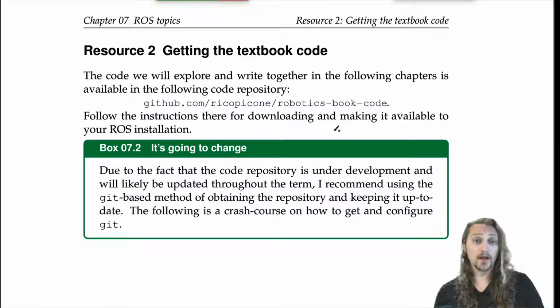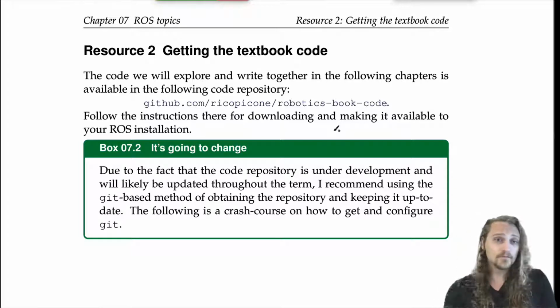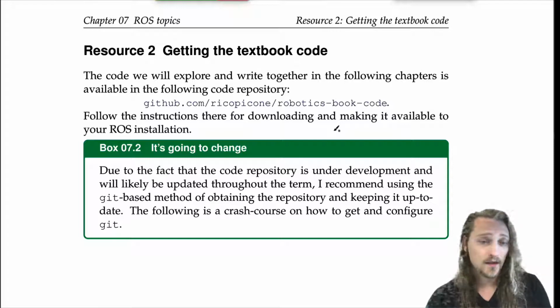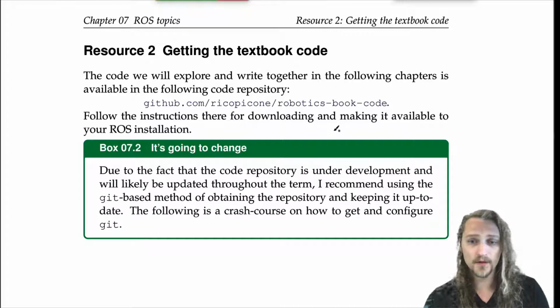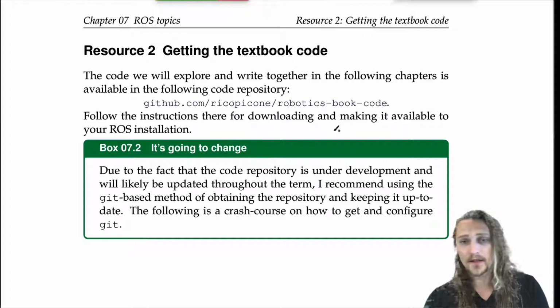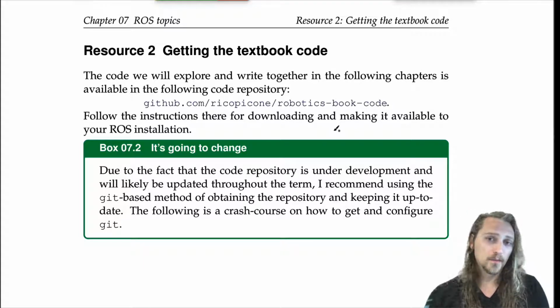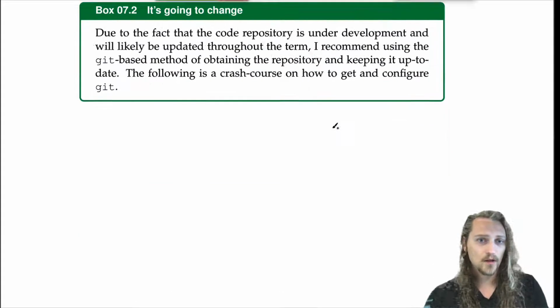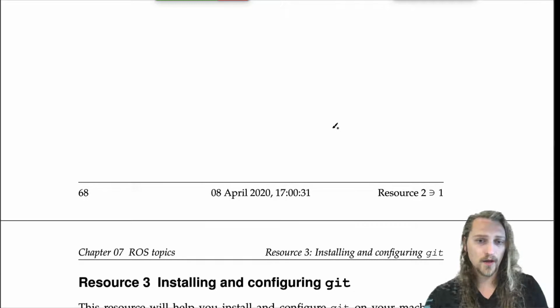So what I'm going to do in a moment is move over to the next resource, which is a little crash course in how to get and configure Git and get the robotics book code repository from GitHub, and then get it all working for you. So let's go ahead and do that.